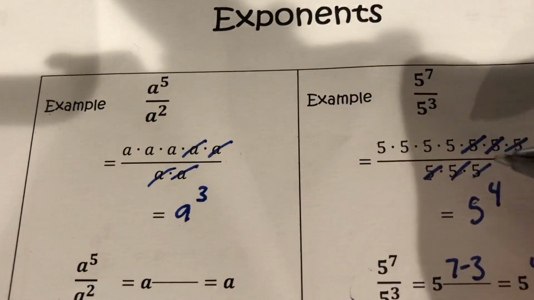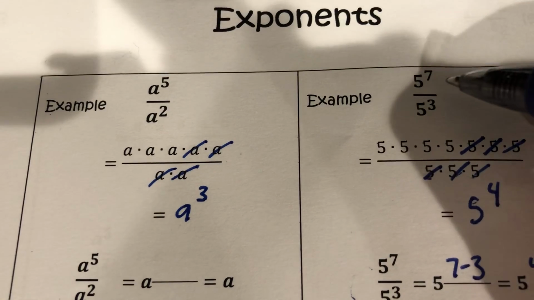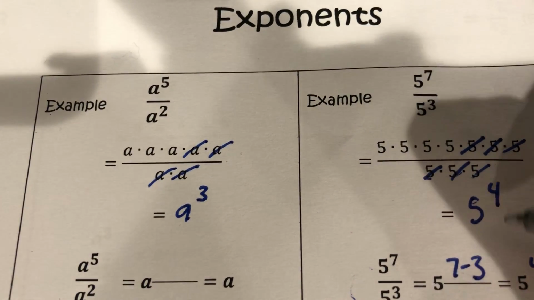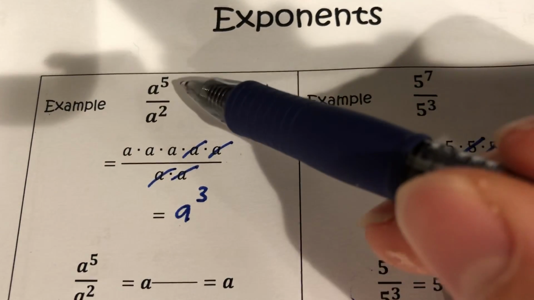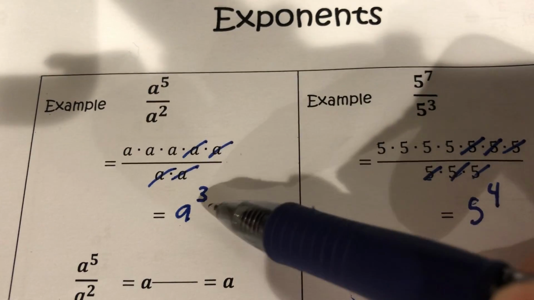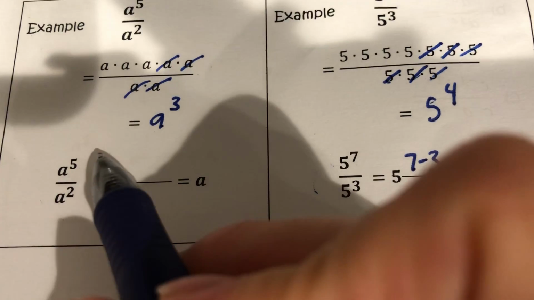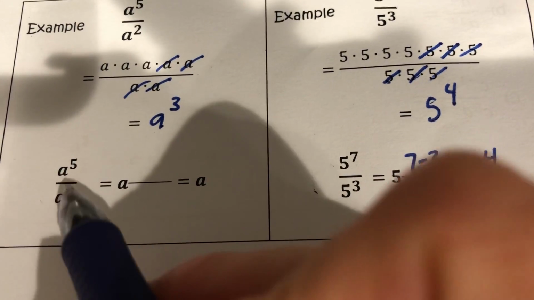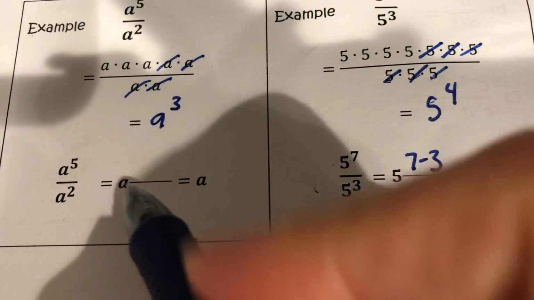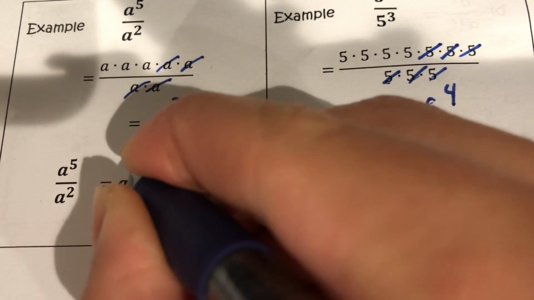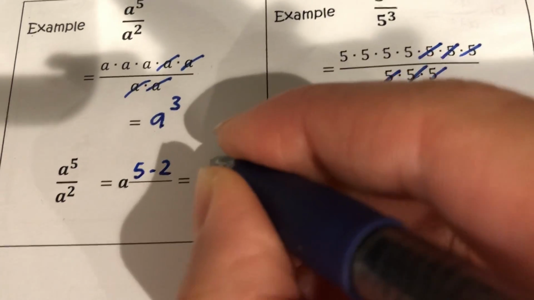And again, if I want to apply what I recognize over here, over here I did 7 minus 3 and I got 4. Over here I can do 5 minus 2 and I can get 3. So right here we'll have a to the 5th divided by a squared is going to be equal to a to the 5 minus 2. That's going to give me a to the 3rd. That is the same answer I got over here.